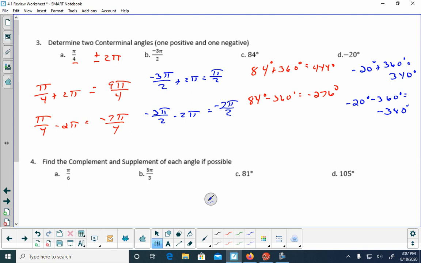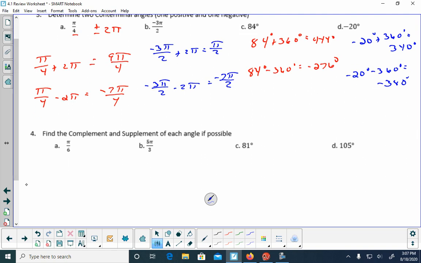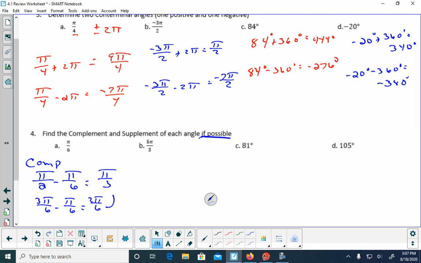Number 4, find the complement and supplement of each angle if possible. This "if possible" tells you that there may be times when it doesn't work, so keep an eye out for that. So if I have pi over 6 and I want to find the complement, remember I'm going to take pi over 2 and subtract pi over 6. When I do that, I end up with pi over 3. So you're either making this 3 pi over 6 minus pi over 6 with a common denominator, and you get 2 pi over 6, which simplifies to pi over 3.